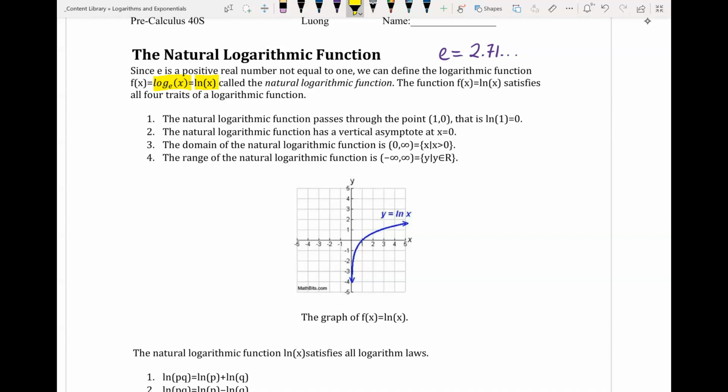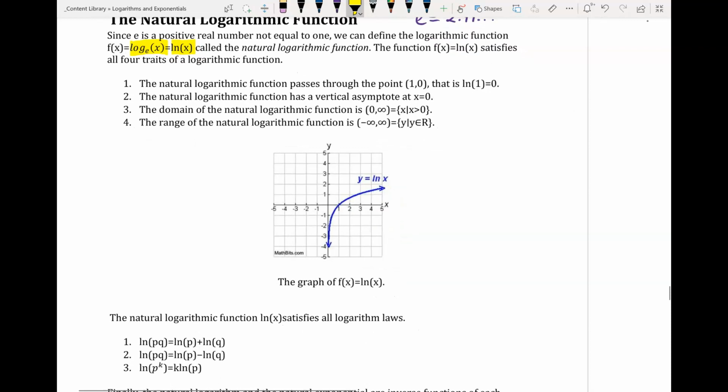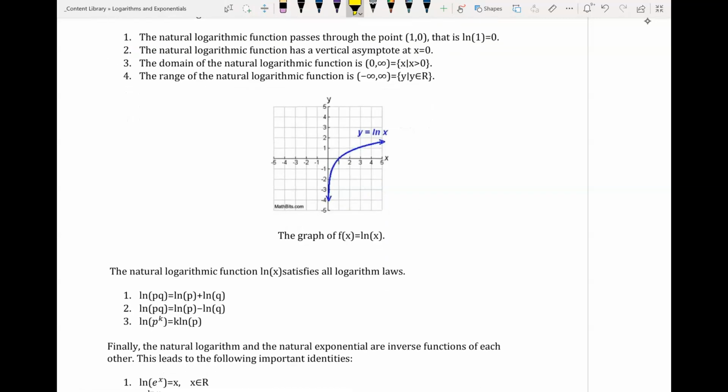And because this is a special type of log function, it already satisfies any log function, where we always pass through the point (1, 0) on its graph. You have a vertical asymptote at x equals 0. Your domain is from 0 to infinity, and your range is from negative infinity to positive infinity. And if you take a look at the graph of y equals ln x, it just looks like any other log graph.